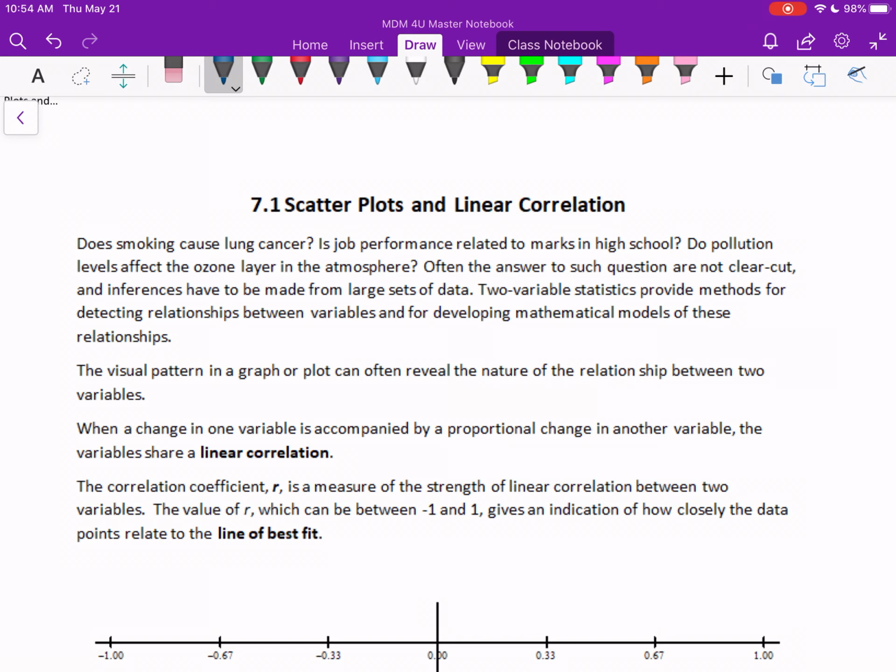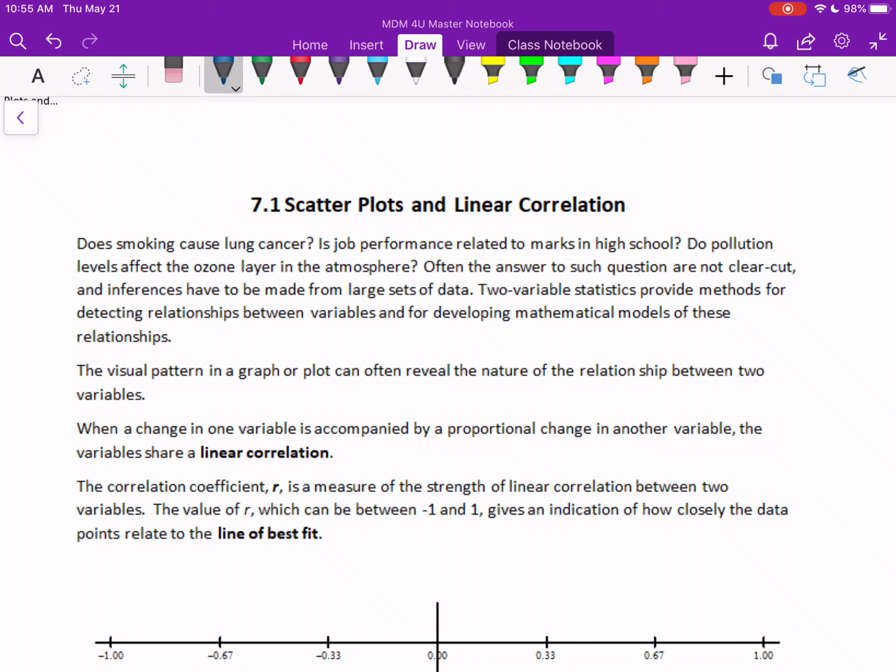Now you've done a lot of two variable relationship things before in previous math courses. So some of this is going to seem maybe even more familiar to you than the one variable stuff. But of course, we're also going to be learning new things as well. So let's just jump in with our first lesson, 7.1, which is scatter plots and linear correlation.